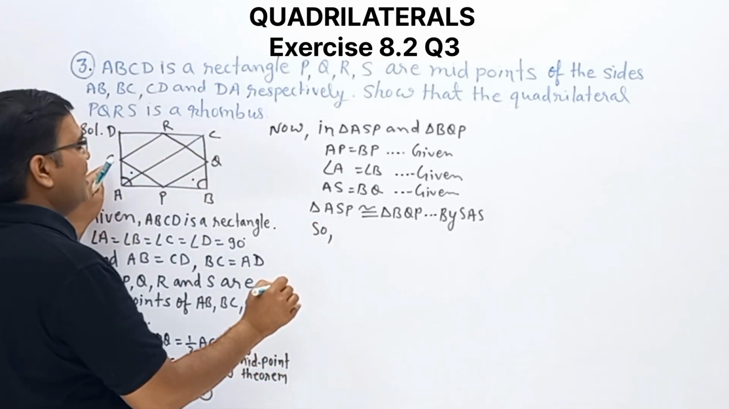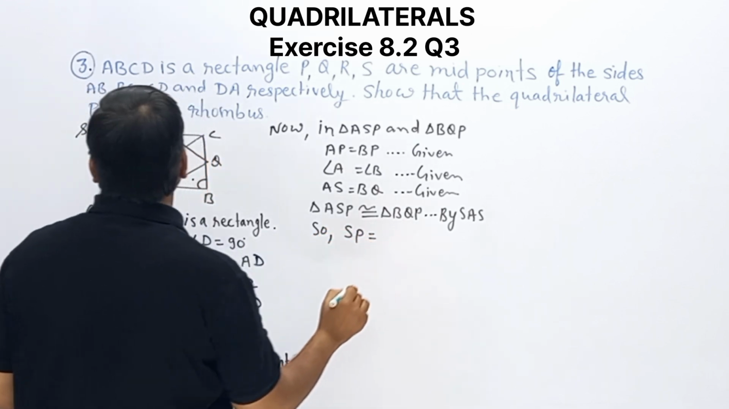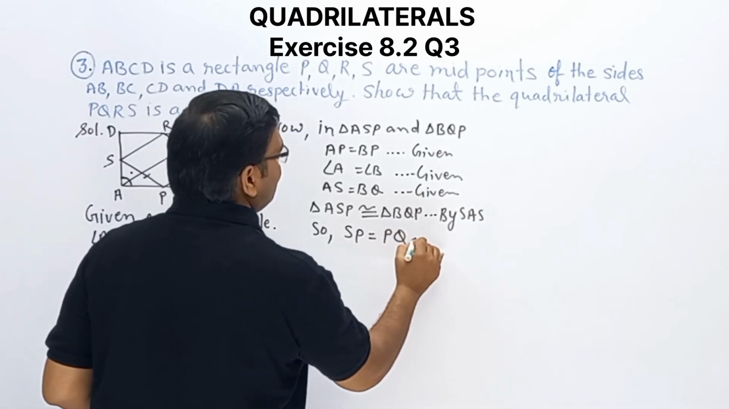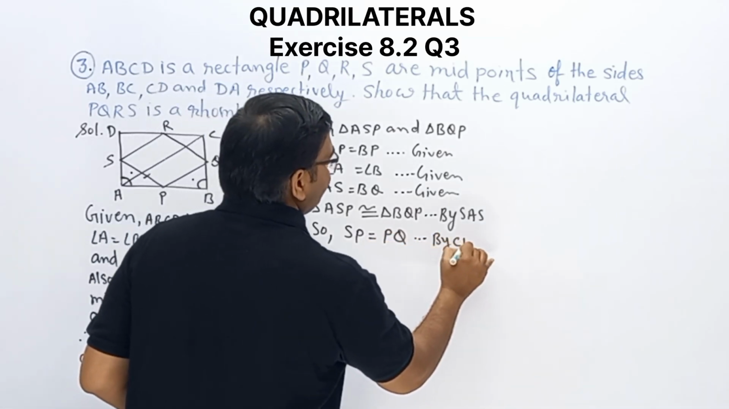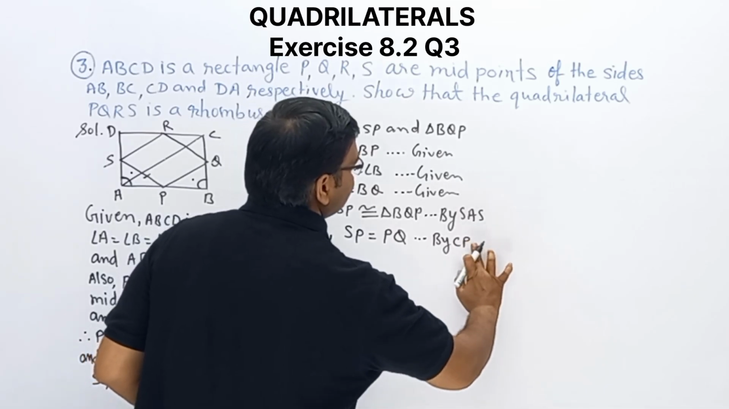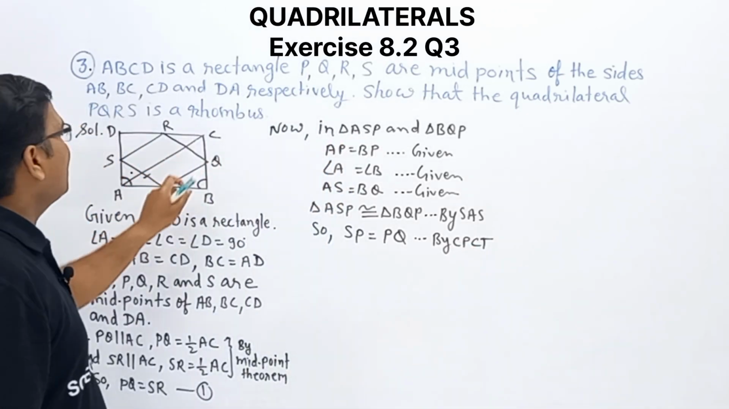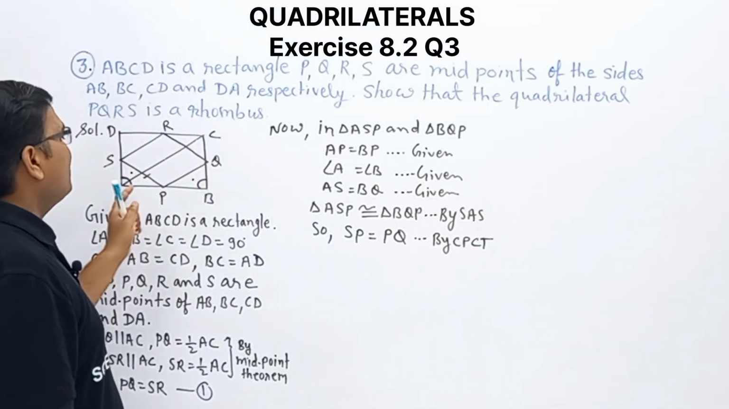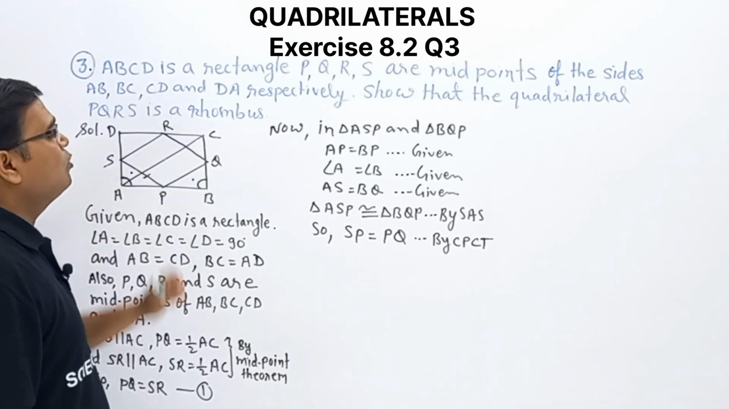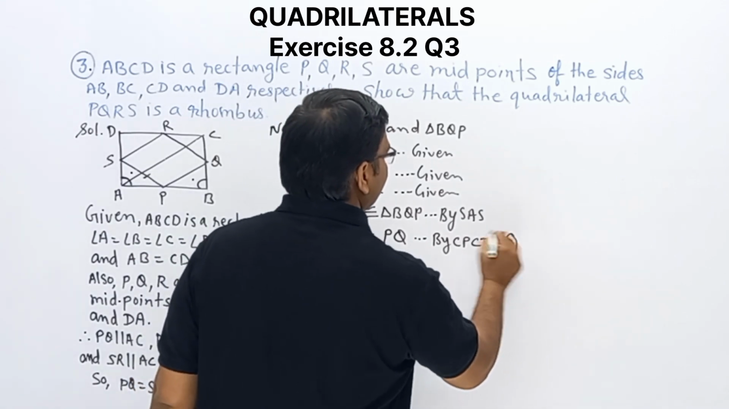So SP, this side SP, equal to PQ by CPCT. Once we prove that these two triangles are congruent, it means corresponding parts of these two triangles will be equal. So this side SP will be equal to PQ, and we call this equation number 2.